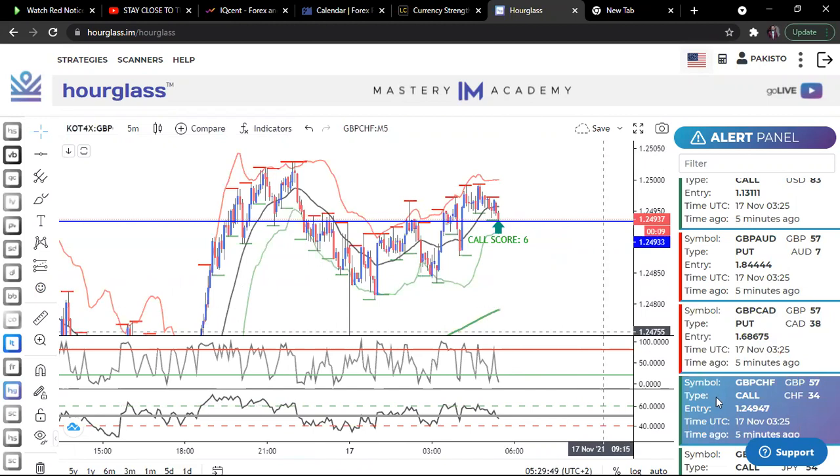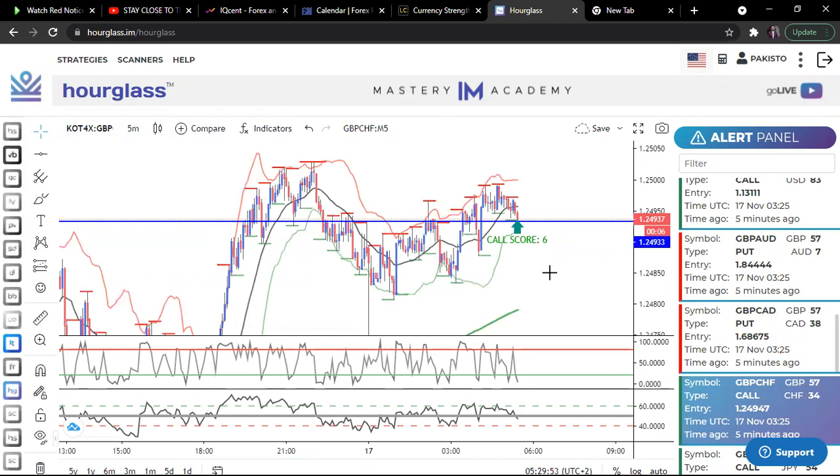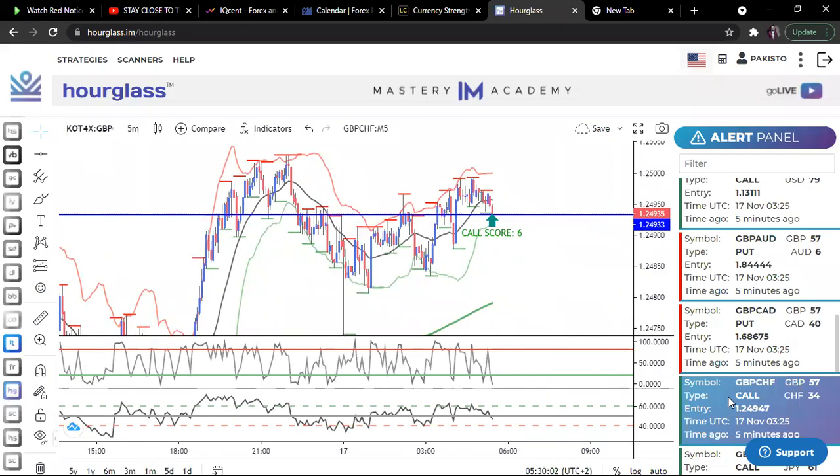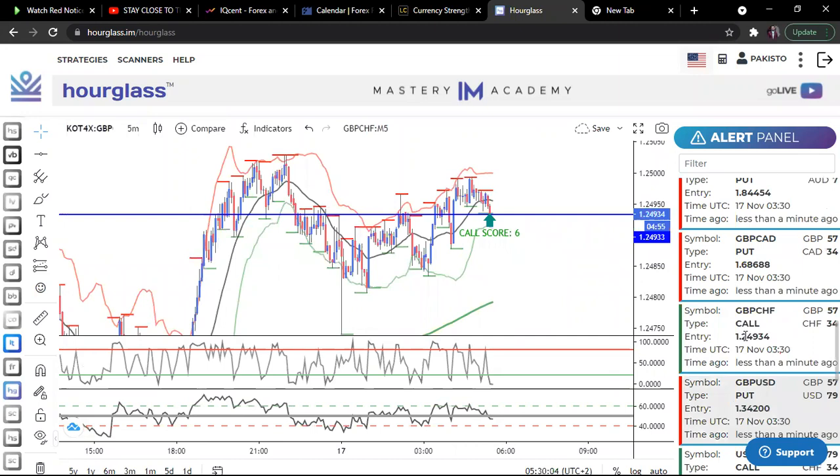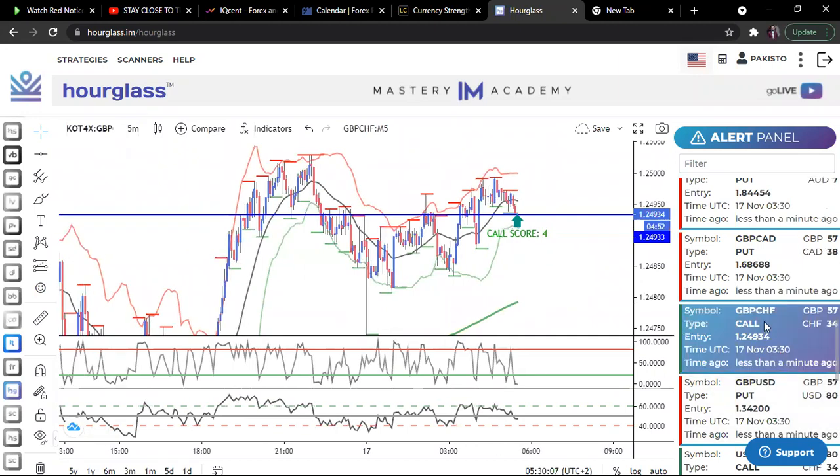GBP CHF for a call, right? GBP CHF for a call. 3, 2, 1, boom. GBP CHF for a call. Let's see what's going to happen on the new candle, right?